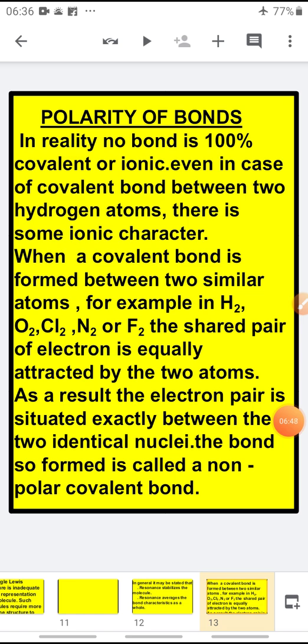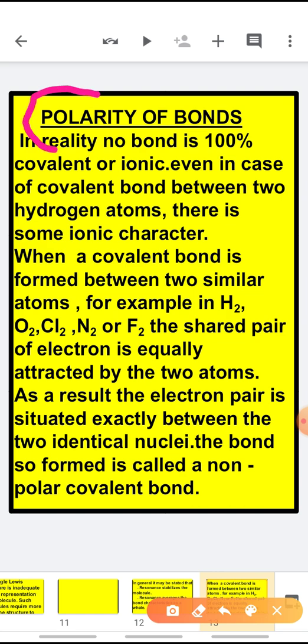Now coming to the next important topic, that is polarity of bonds. Now you all must be knowing the meaning of the word polar. What is polar? Polar means having poles. Poles are either a positive pole or a negative pole.